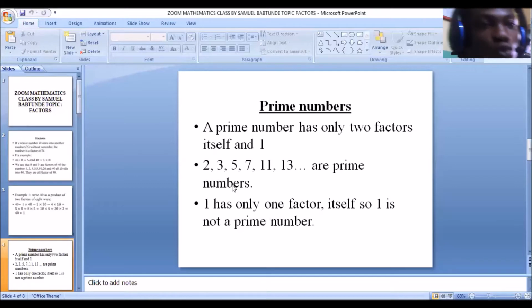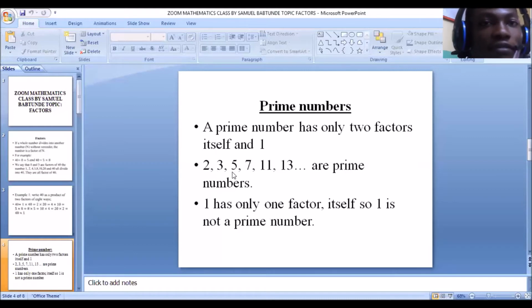For instance, 2, for example, is a prime number. Now 2 can only be divided by 1 and itself, 2, meaning that 2 is a prime number because it has only 2 factors, which are itself and 1. Another example is 3. 3 is a prime number because 3 can only be divided by 1 and itself, 3. Meaning that 3 is a prime number. It has only 2 factors. So prime numbers are numbers that have only 2 factors.